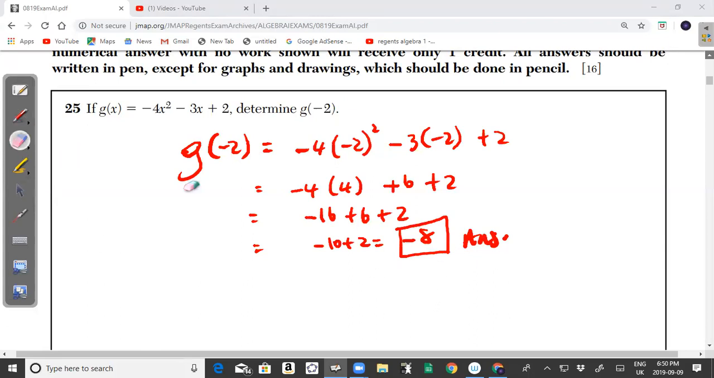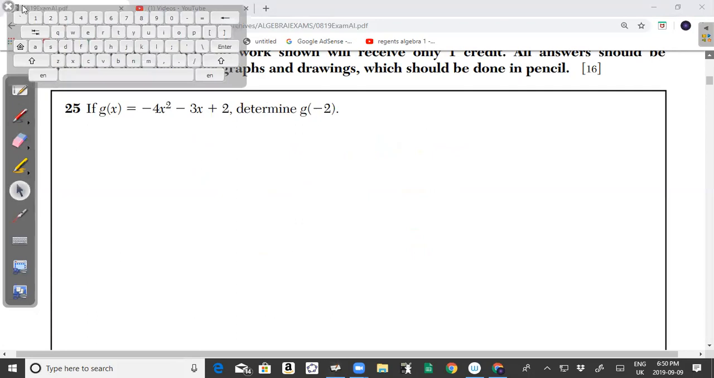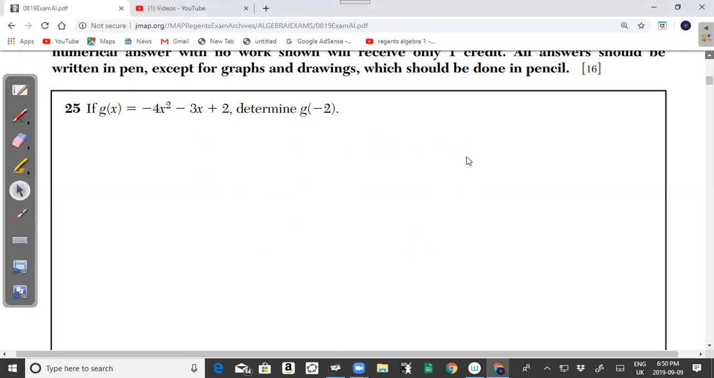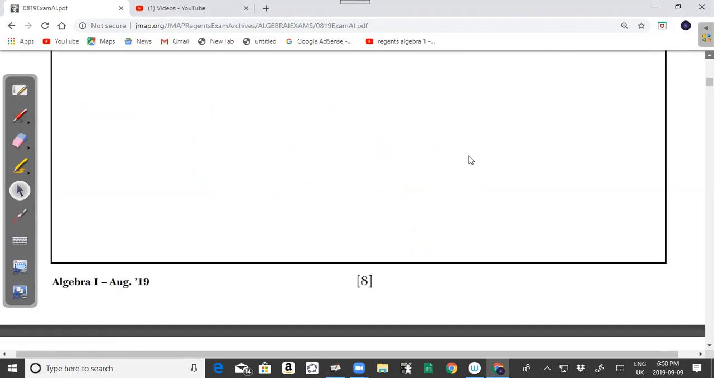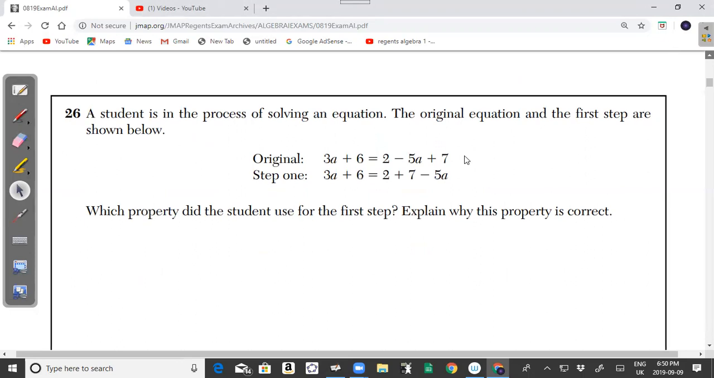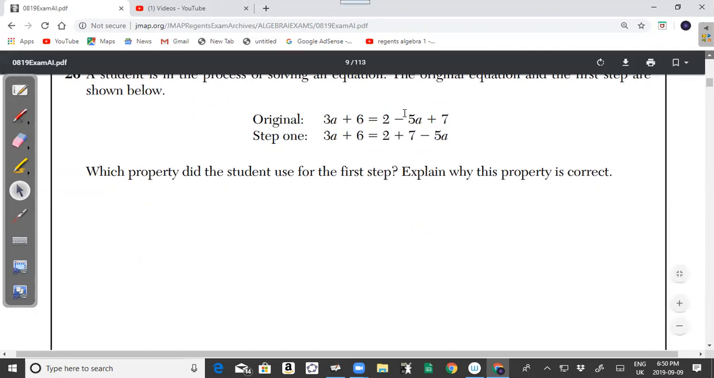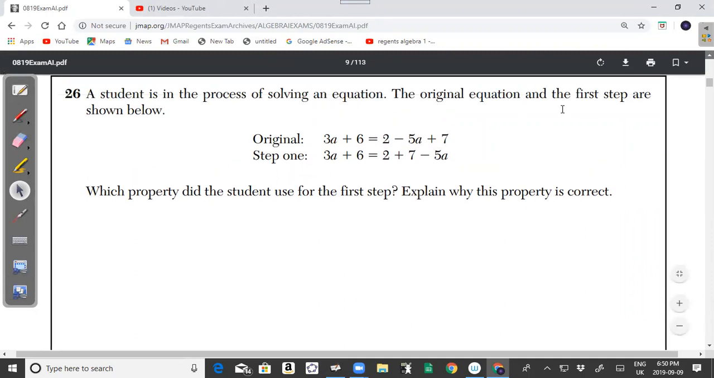All right, so let's move on to question 26. It said a student is in the process of solving an equation. The original equation and the first step are shown below.